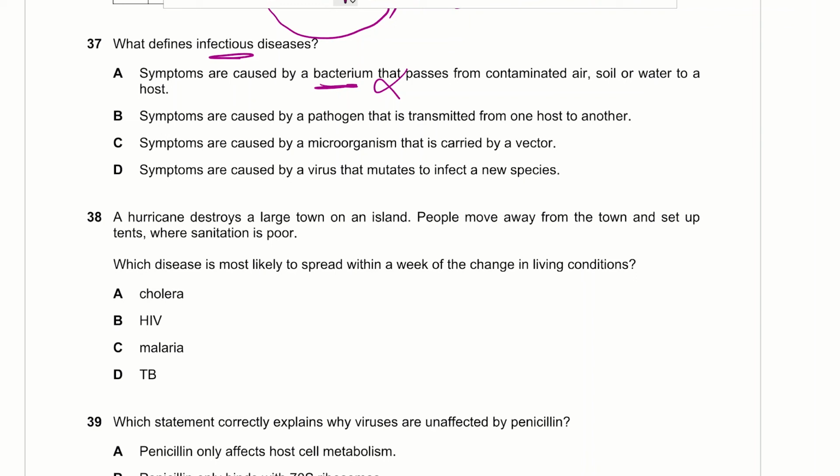B, symptoms are caused by a pathogen that is transmitted from one host to another. Yes, pathogen is a more accurate term we can use, therefore this is correct. C, symptoms are caused by a microorganism that is carried by a vector. So there are a lot of mechanisms of spread of this microorganism. It doesn't necessarily have to be carried by a vector. There's a lot of routes of contamination, for example, also air, soil, water, etc. Therefore, this is incorrect. These symptoms are caused by a virus. This is also incorrect, and the answer is going to be B.